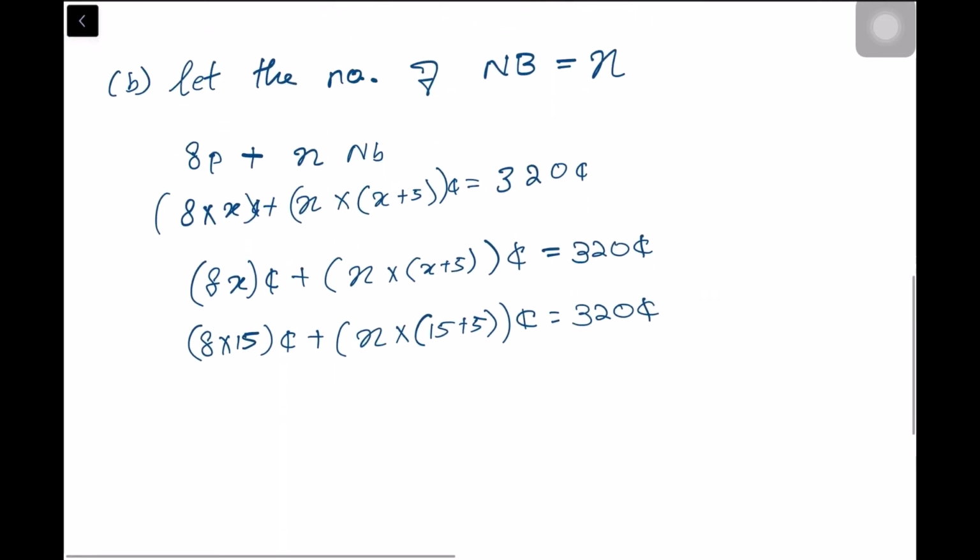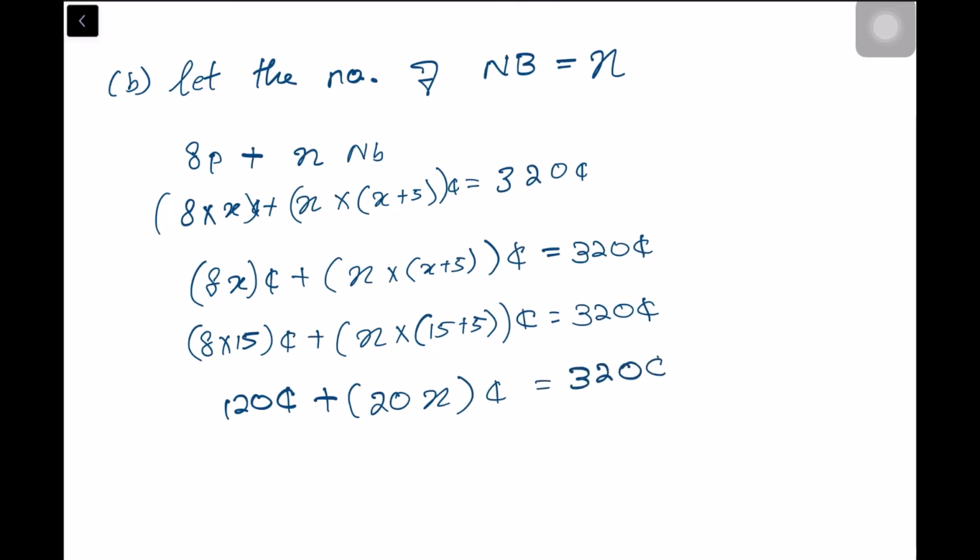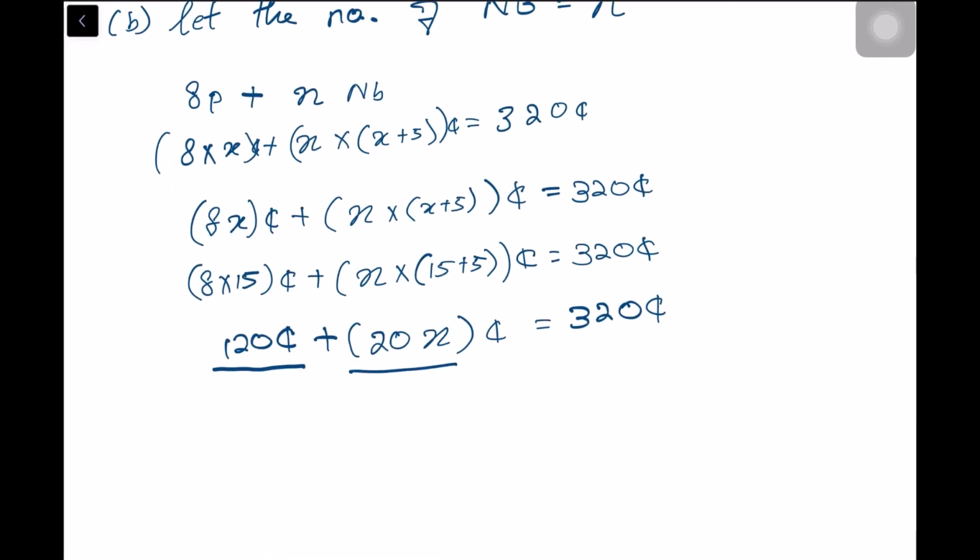Now 8 times 15, 4 times 15 is 60, so it's 120 cents plus n into, now 15 plus 5 is 20, so we have 20 times n is 20n cents. 20n cents, which gives us 320 cents. So now we have an absolute value and an unknown value on the same side. So what we should do is bring this absolute value over to the other side.